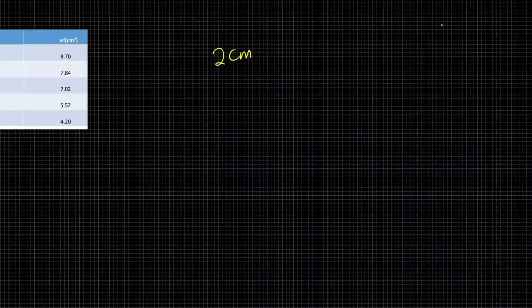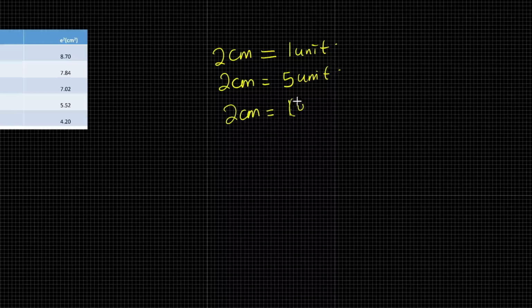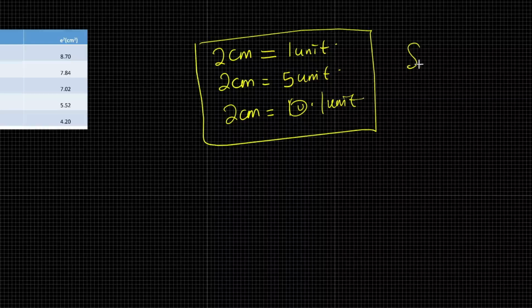Now, sometimes they will tell you that 2 cm is equal to 1 unit. I'm going to explain this first. Sometimes they will say that 2 cm is equal to 5 units. Sometimes they will say that 2 cm is equal to 0.1 unit. I'm going to explain this before I get started because all these things I have written, they call it scale, right?